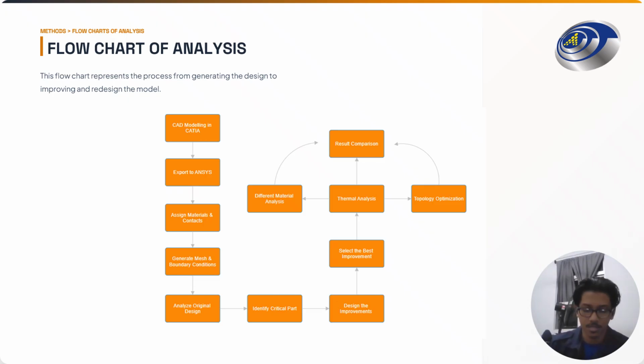After that we do the design improvement, which is to increase the thickness and redesign the internal structure. Then we select the best improvement, and we do three analyses, which are different material analysis, thermal analysis, and topology optimization. And after all of that, we compare all of the results.